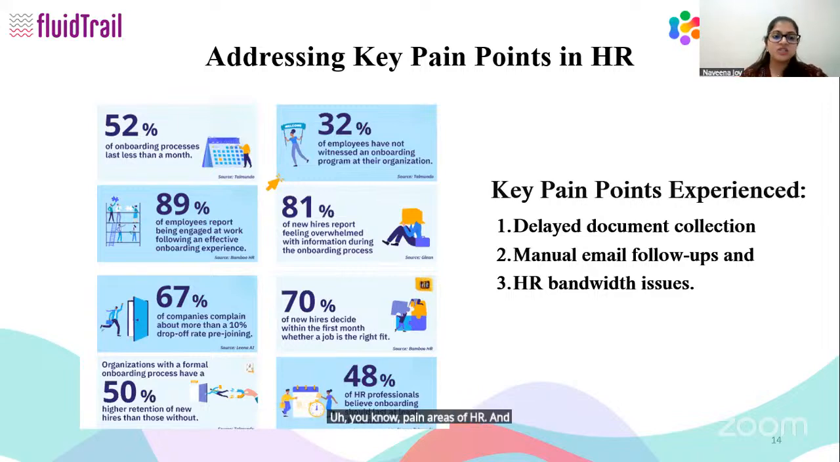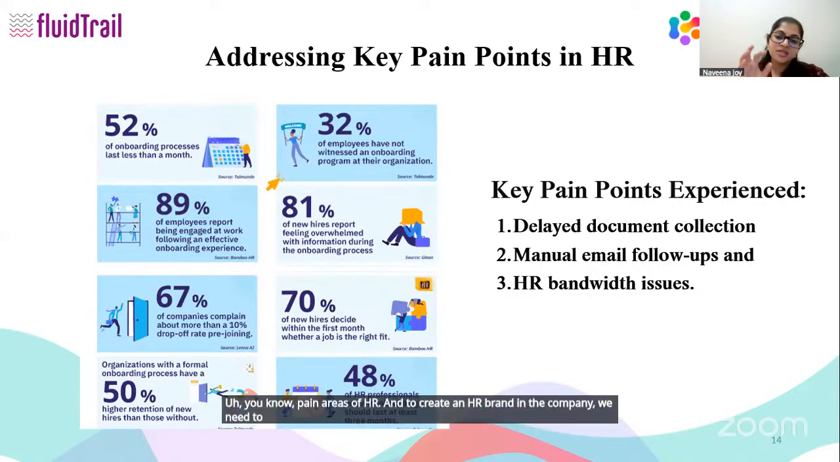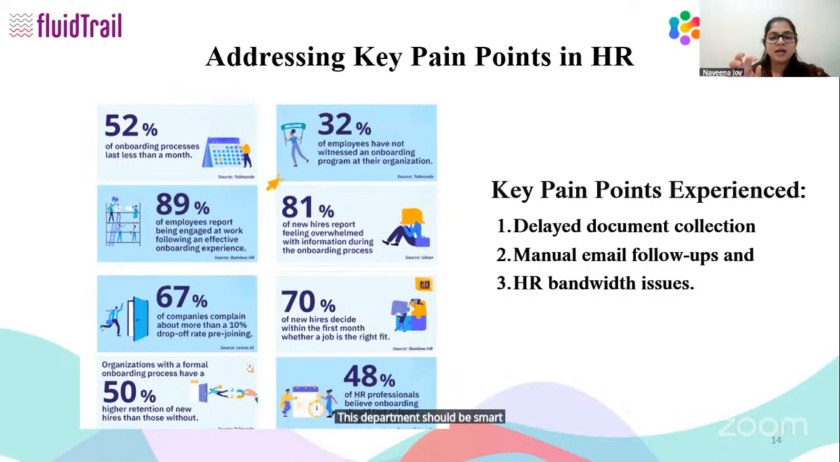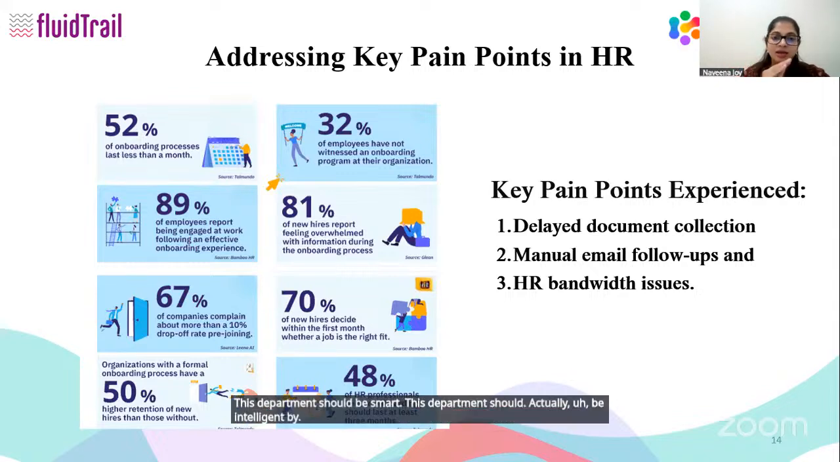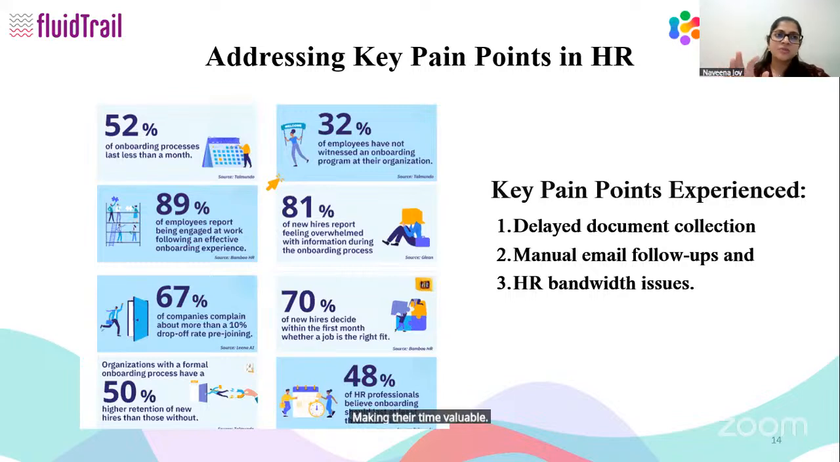And to create an HR brand in the company, we need to make sure that this department speeds up. This department should be smart. This smart department should actually be intelligent by making their time valuable, and of course making these tedious things work efficiently. So these points are to be taken as a very, very high priority, because some action has to be taken.